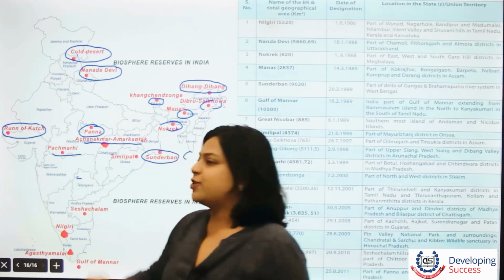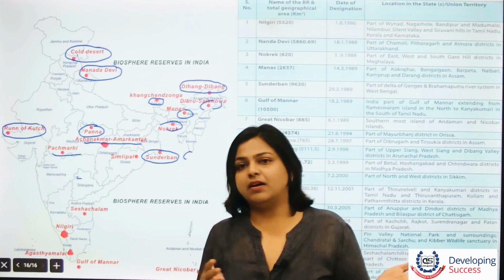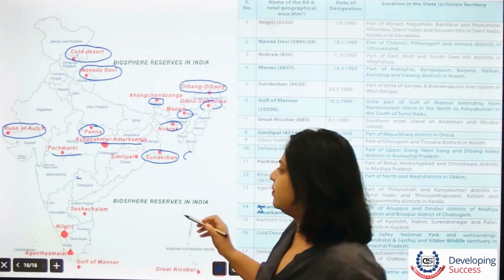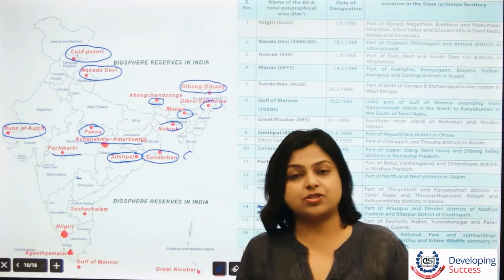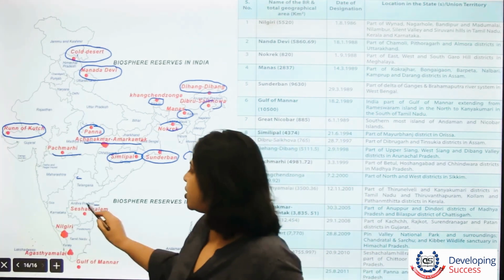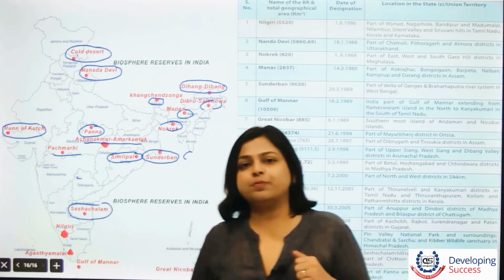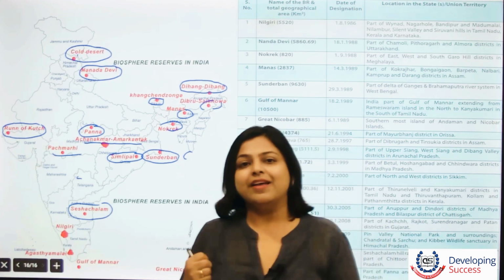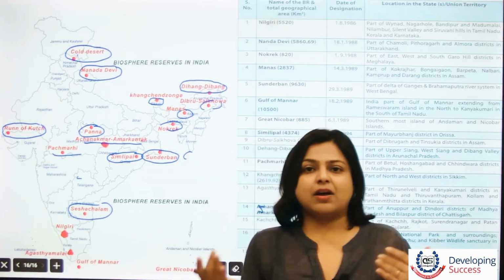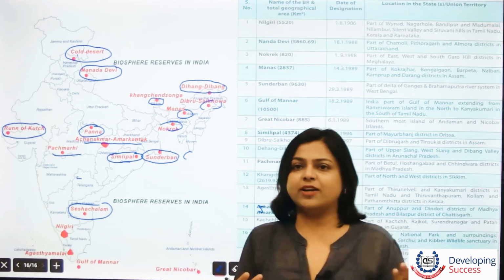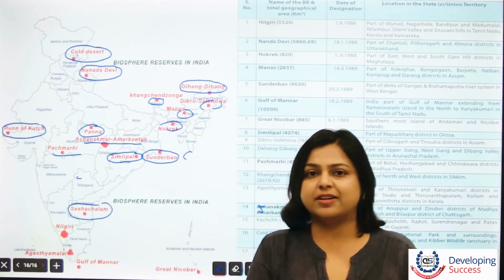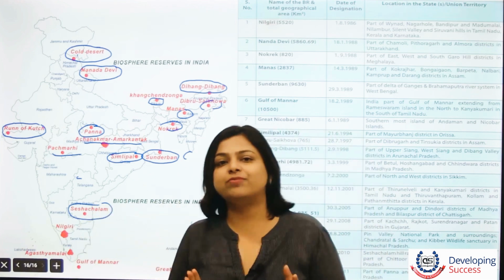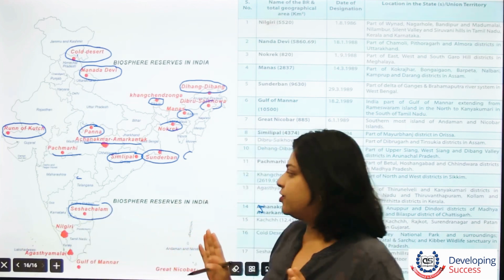Next we have Pachmarhi in the Satpura hills, the Pachmarhi Biosphere Reserve. Then we have Simlipal in Odisha in the Mayurbhanj district. Next is Sheshachalam Biosphere Reserve. This is present in Andhra Pradesh in the hill sectors of Nallamala, Erramala, Velikonda, Palikonda. These are the hill sectors in Andhra Pradesh which we call the Eastern Ghats, and in the southern part of this hill sector lies the Sheshachalam.